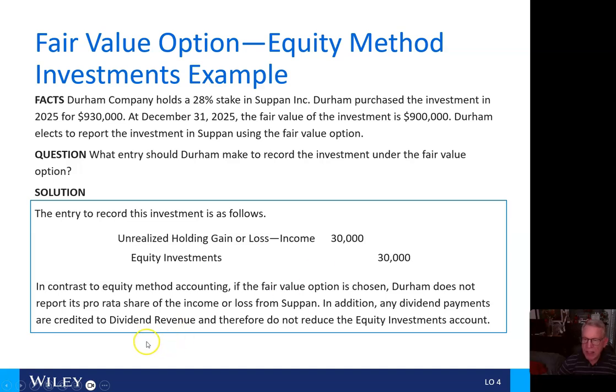In contrast to the equity method, if the fair value option is chosen, Durham does not report its pro rata share of the income or loss from Supan. In addition, any dividend payments are credited to dividend revenue and therefore do not reduce equity investment accounts.